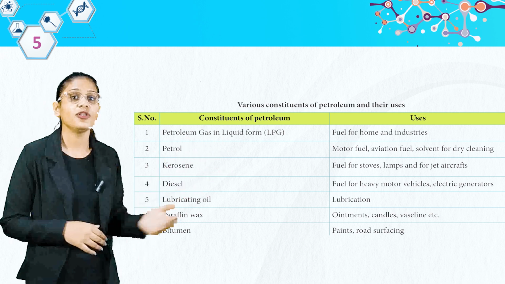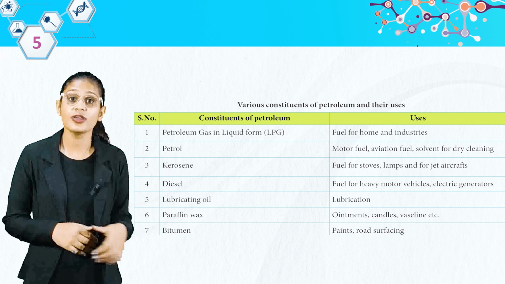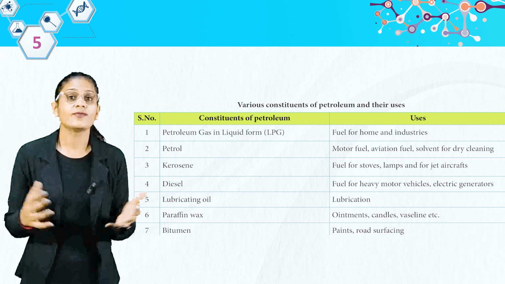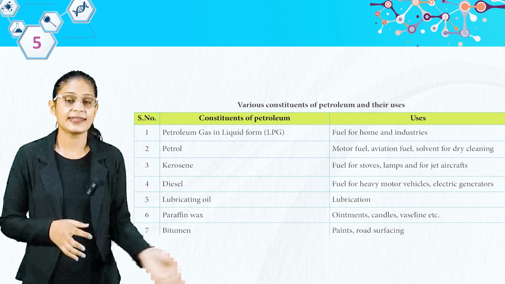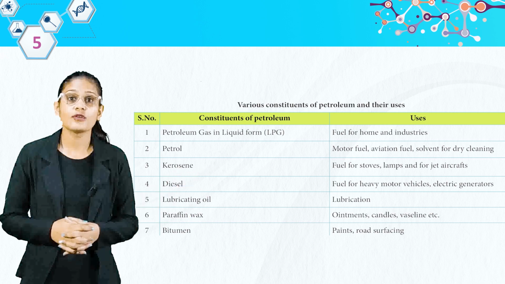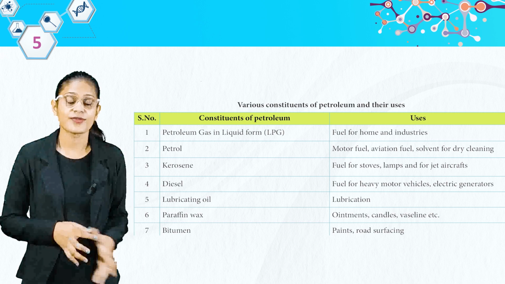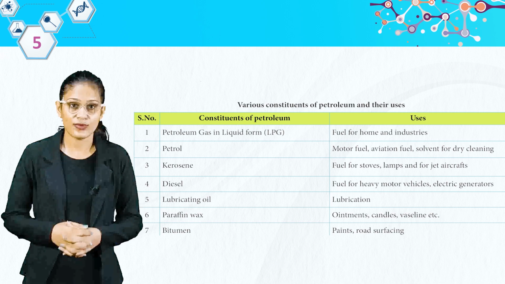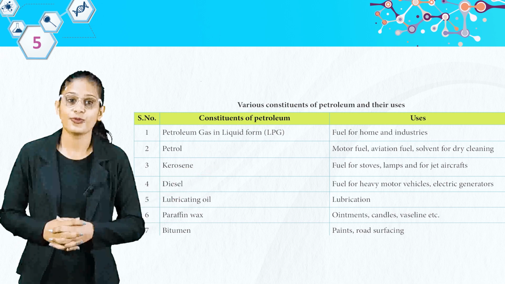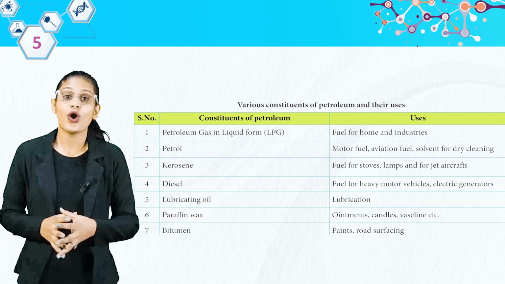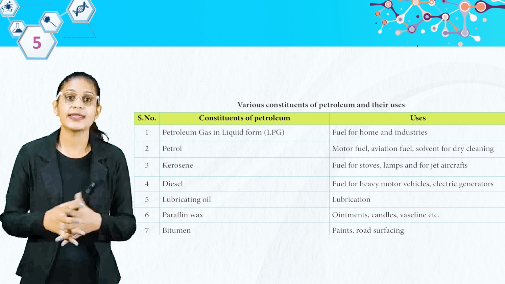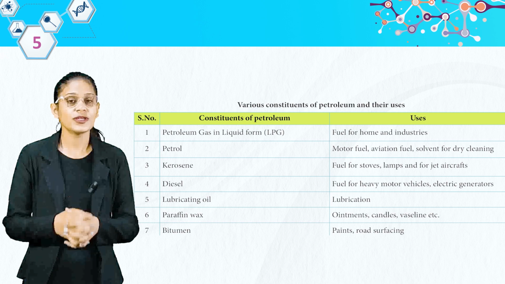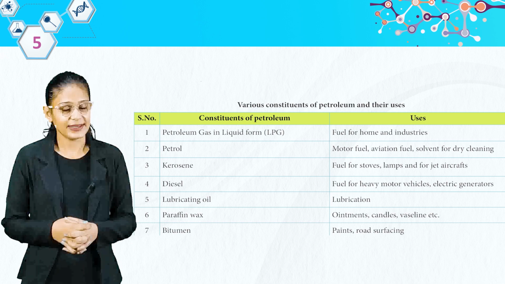The first is petroleum gas in liquid form, LPG, fuel for home and industries. Petrol, motor fuel, aviation fuel, solvent for dry cleaning. Kerosene, fuel for stoves, lamps and jet aircrafts. Diesel, fuel for heavy motor vehicles, electric generators. Lubricating oil, lubrication. Paraffin wax, ointments, candles, Vaseline, etc. Bitumen, paints, road surfacing. So students, these are some constituents and their uses.